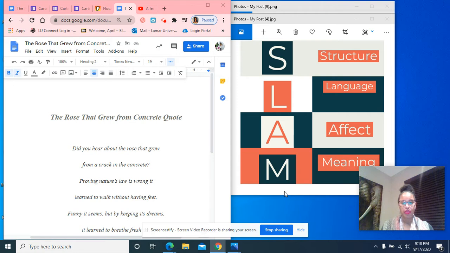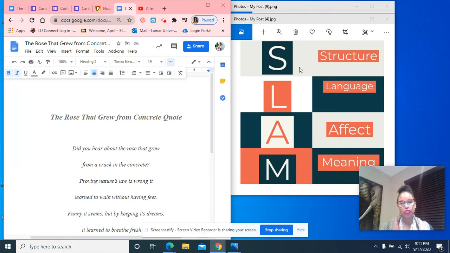So the first thing that I want you to know about poetry is this chart right here that you see in front of you, okay? We are going to talk about the acronym, SLAM. And SLAM means structure, language, effect, and meaning. These four words here.